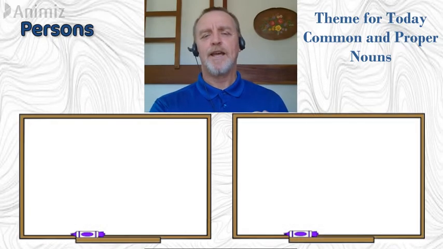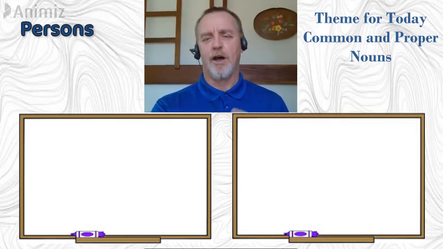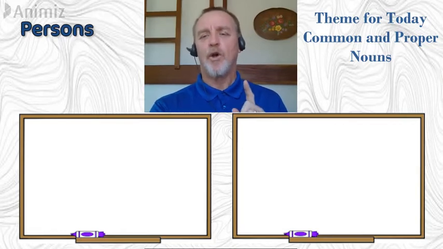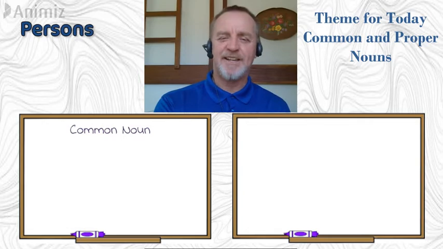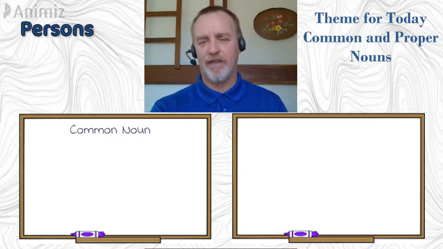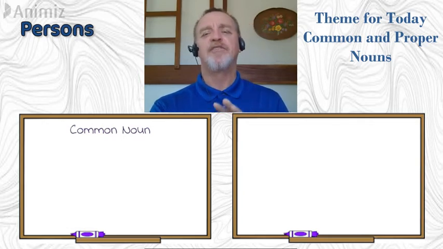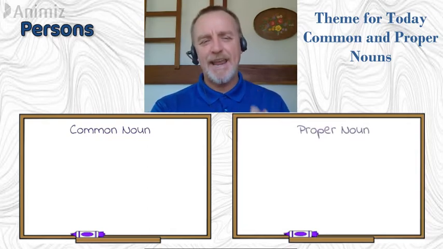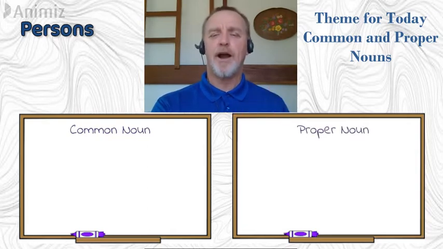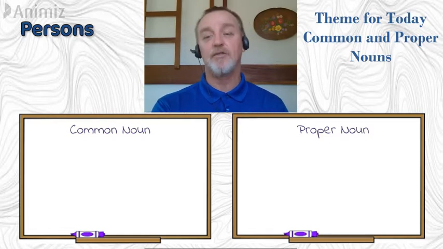Now, we have 2 whiteboards. On the first whiteboard, we will place a picture and the common nouns associated with that picture. On the second whiteboard, we will place the same picture and the proper nouns associated with that same picture. Let's begin.